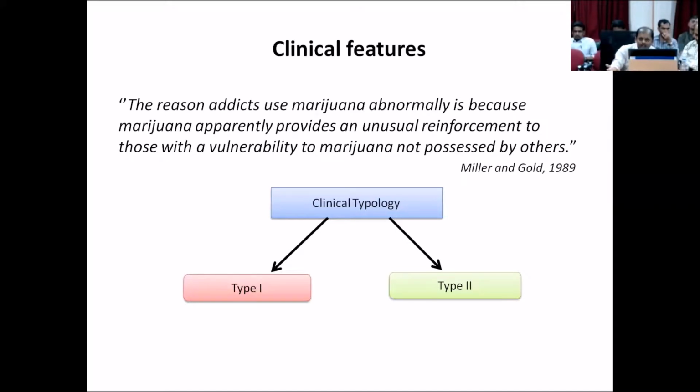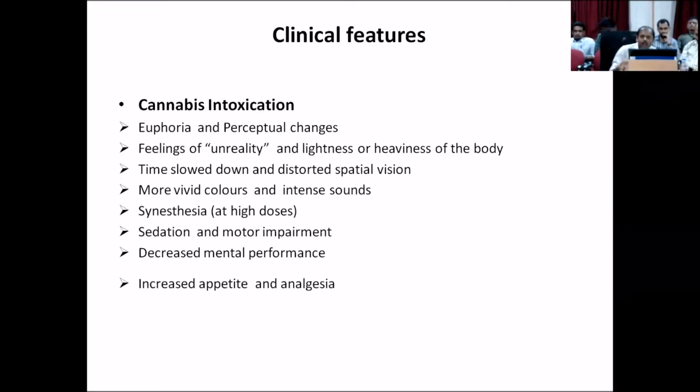Now, the clinical typology: basically it has been said that there are two types of cannabis users. Type 1 use cannabis very frequently, have difficulty giving up and severe withdrawal symptoms, and they themselves come for treatment. Type 2 are the less severe, who take it once in 2 days, who can be restricted with occasional urine testing. Now, signs of cannabis intoxication.